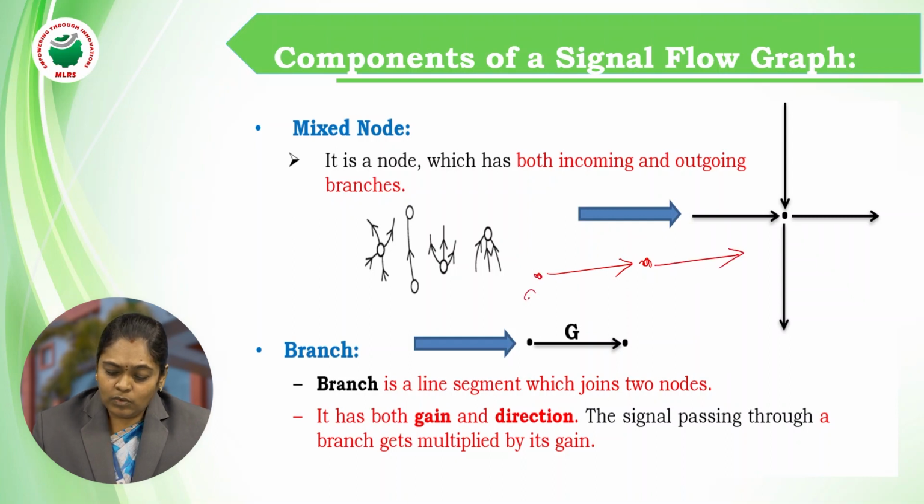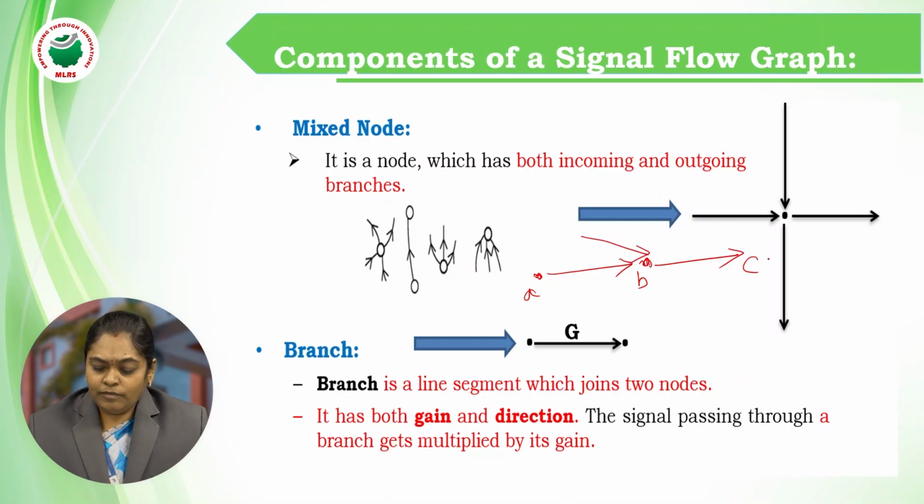Let me take this node is A, this node is B, and this node is C. If you observe here, coming to the node A, from node A we are having only the signals going out of the A. So this node A is called as an input node. From node A we are having only the signals passing out of node A, but there are no incoming signals to the node A. That is the reason this node A is called as an input node.